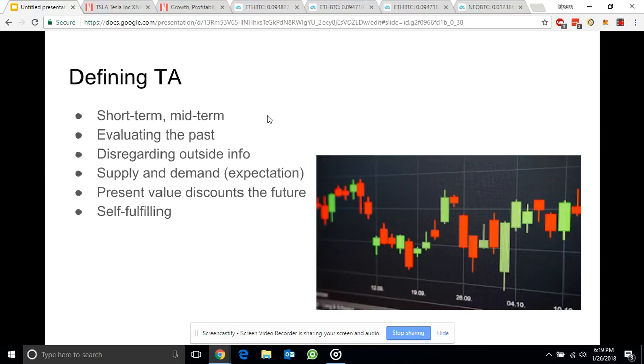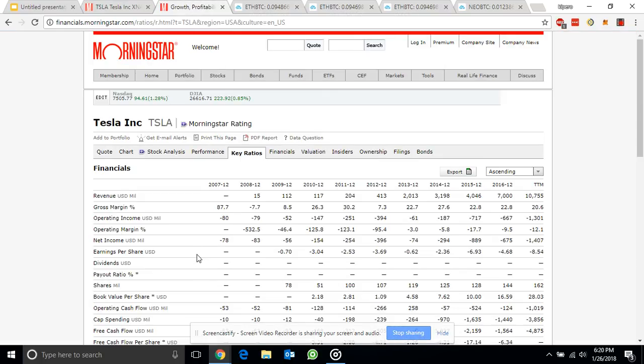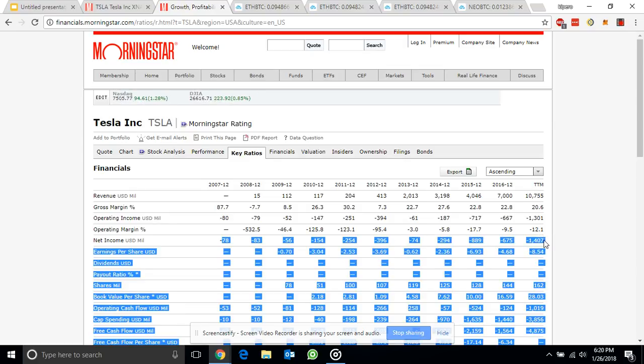Let's go over here to Morningstar and let's look at Tesla. Here we can see that the price to book ratio is 12.0, which means that the current market value is 12 times greater than the book price of all the assets owned by the company. Further, you can notice that Tesla has not generated any profits. By going over to this tab, you can see that they haven't generated any profit for the past few years.